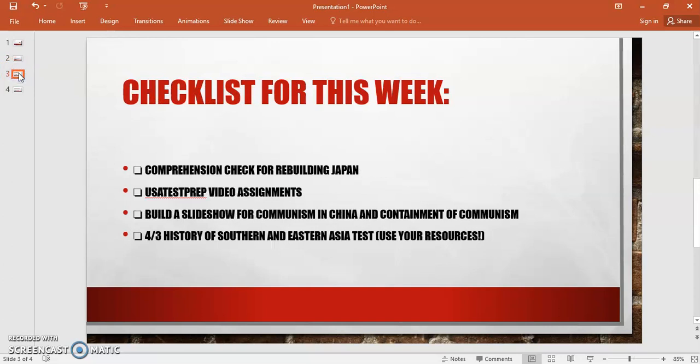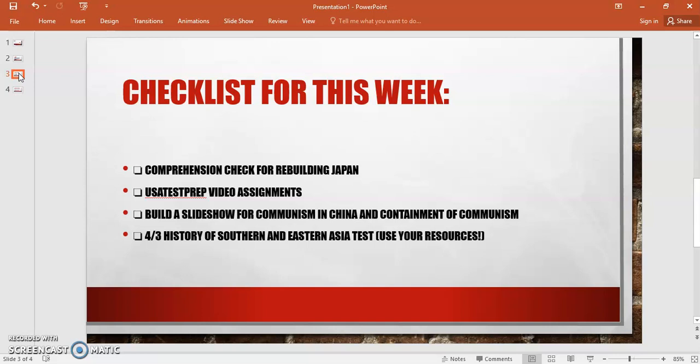Now, we have a checklist that we sent out at the end of last week for this week. This week, you'll have these 4 things to do. The first one is a comprehension check for rebuilding Japan. The second thing is video assignments that are in USA Test Prep. The third thing is building a slideshow for communism in China and containment of communism. And the last thing is on the 3rd, which is that Friday, you're going to have a history of Southern and Eastern Asia test. So basically all the history standards, India, nationalism, Japan, communism in China, and containment of communism will be on a test.